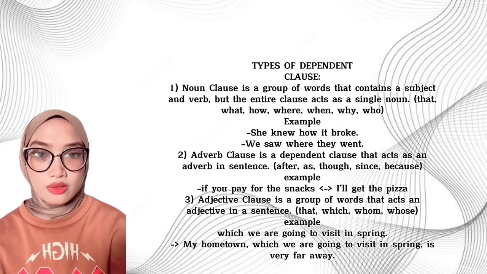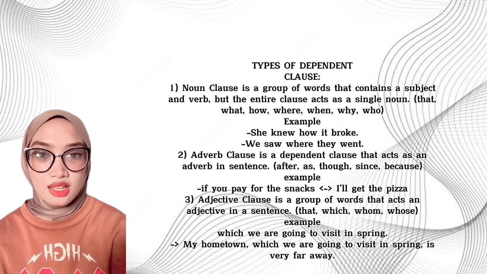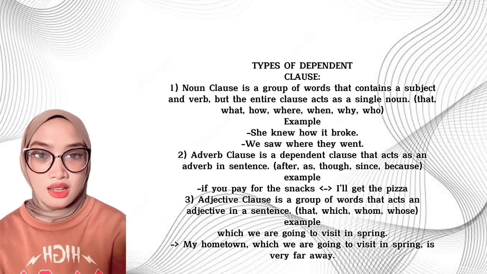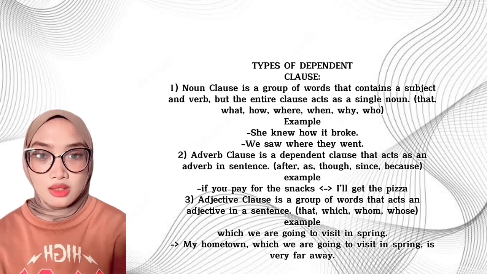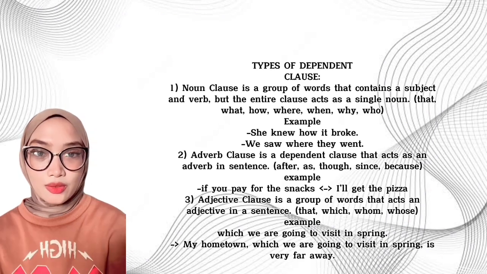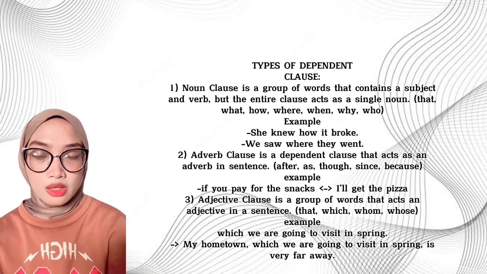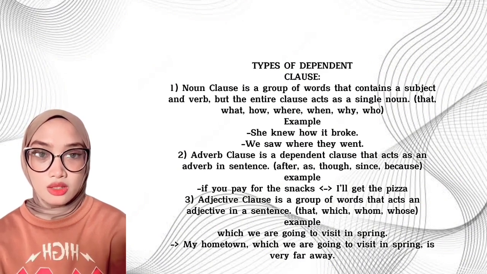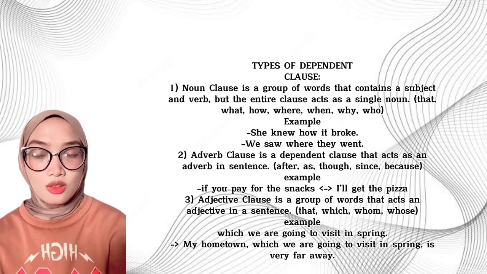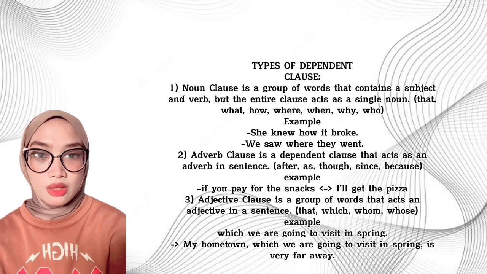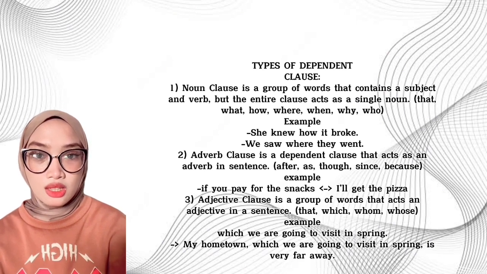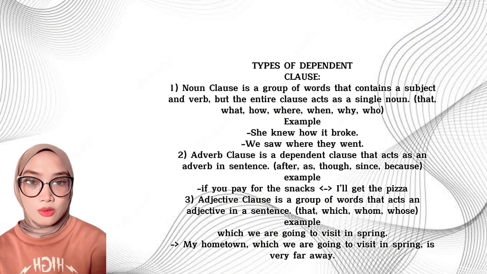Number two, adverb clause. An adverb clause is a dependent clause that acts as an adverb in a sentence, after words such as as, so, because, if. Example: if you pay for the snacks, I'll get the pizza. Number three, adjective clause. An adjective clause is a group of words that acts as an adjective in a sentence. That, which, whom, whose. Example: the place which we are going to visit in spring is very far away.